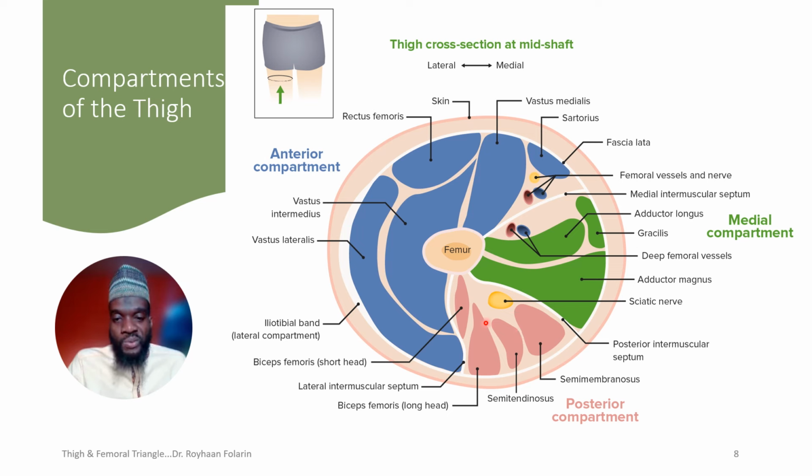By hamstring muscles, we are referring to the semitendinosus, the semimembranosus, and the biceps femoris, which has two heads. So it has a short head. Here is the short head of the biceps femoris, here is the long head of the biceps femoris, and here is the semitendinosus, and here is semimembranosus.